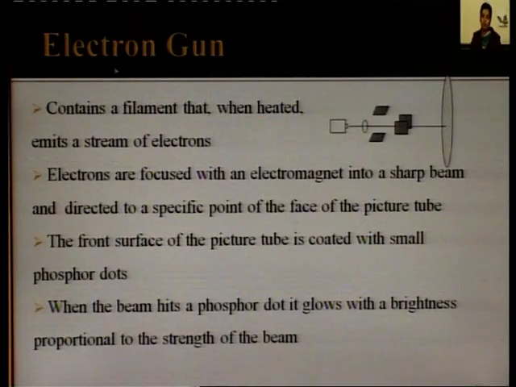So, what is the electron gun? The electron gun contains a filament that, when heated, emits a stream of electrons. That means the electron gun emits the electrons. That electron beam strikes the phosphorus screen and the screen pixels glow according to their setting. Electrons are focused with an electromagnet into a sharp beam and directed to a specific point on the face of the picture tube. The front surface of the picture tube is coated with small phosphorus dots. When the beam hits a phosphorus dot, it glows with a brightness proportional to the strength of the beam.